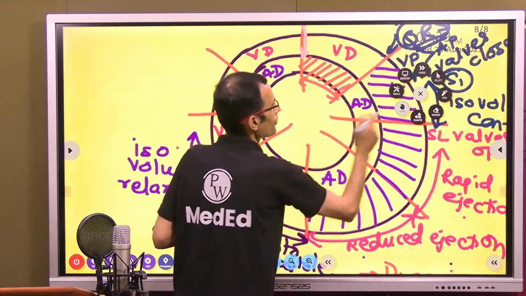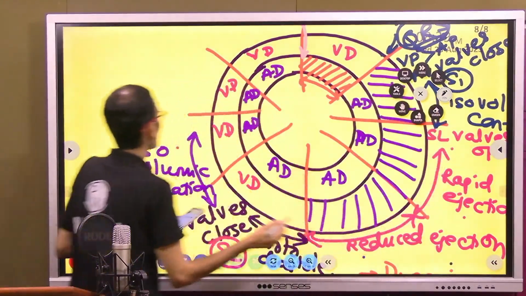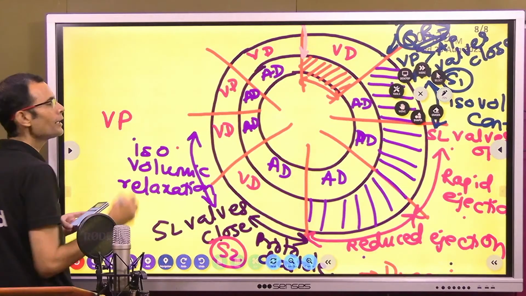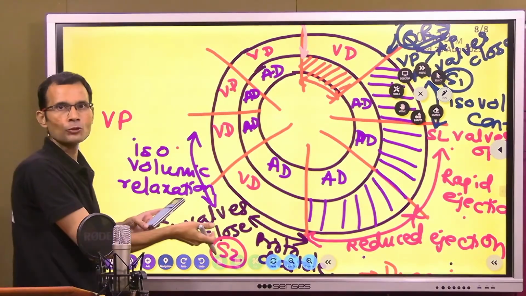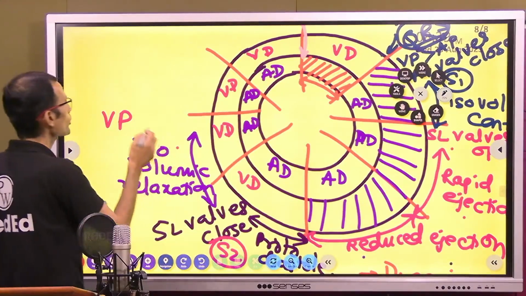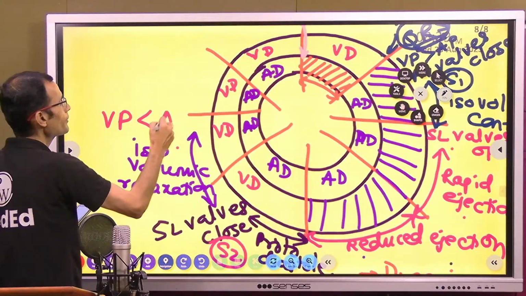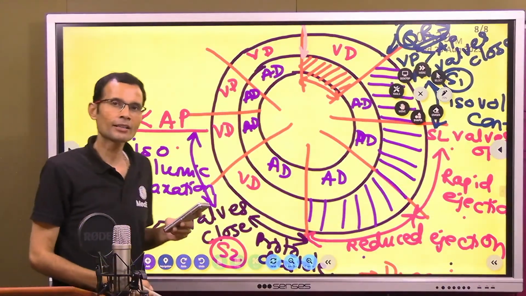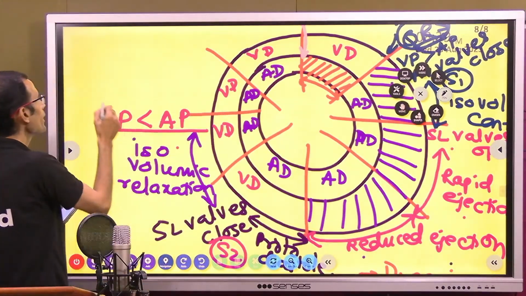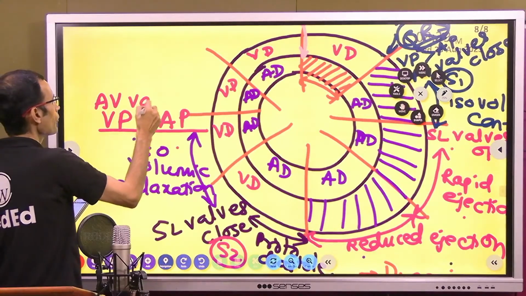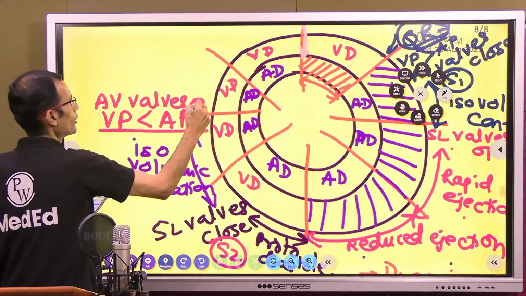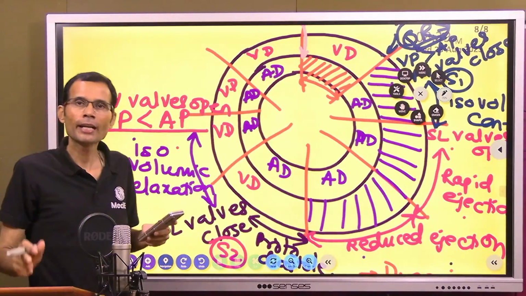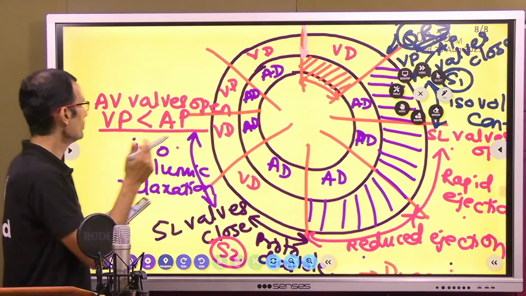what happens is, ventricular pressure was falling. It's a phase of diastole. Diastole is occurring, so ventricular pressure finally becomes less than the atrial pressure. So finally, the AV valves will open and ventricular filling will start.